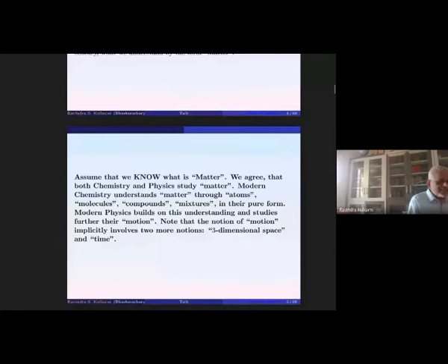Modern chemistry understands matter through atoms, molecules, compounds, mixtures, but it studies these things in their pure form. Modern physics builds on this understanding and studies further their motion. Now, once we start talking about motion, this notion of motion implicitly involves two more notions: a three-dimensional space of our physical experience, and time. These again belong to our thought categories.